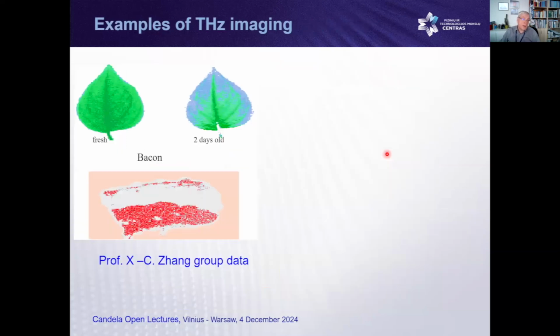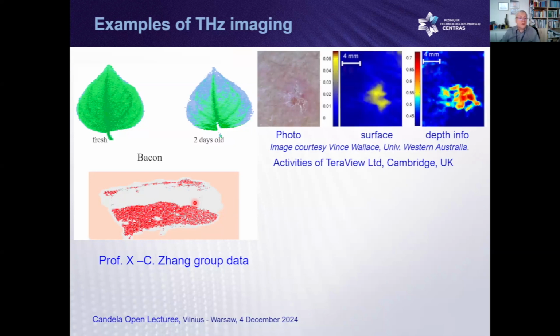If we go further, here are examples of how we can use it and what for. The first experiments were a big acceleration for the field. Professor X.-C. Zhang's group recorded a number of images, in addition to Bell Labs' first report on semiconductor chips. There is a fresh leaf and a two-day-old leaf, indicating that terahertz exactly feels the water content. They also recorded meat, because the idea was to apply imaging to estimate how old food is, since this mainly depends on the water content. It looks promising, but it is still hard to do.